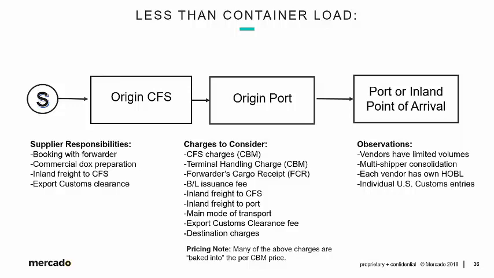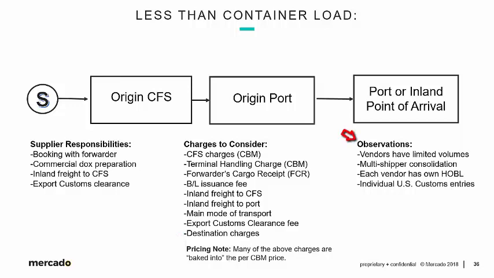Of course, the charge for the inland freight to the CFS, the supplier is going to organize that, but somebody has to pay that charge depending on the Incoterms rule. The goods also have to be moved from the CFS to the port of export. Needless to say, the main mode of transport, charged on a per CBM basis. There's a charge for export customs clearance, typically on the supplier, and then any destination charges. As we said in Module 6, and we bring it up here again as a pricing note, many of the above charges are baked into the per CBM price. Many of them, but not all of them.